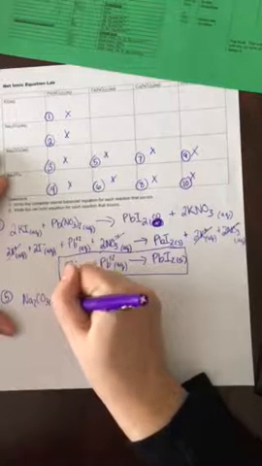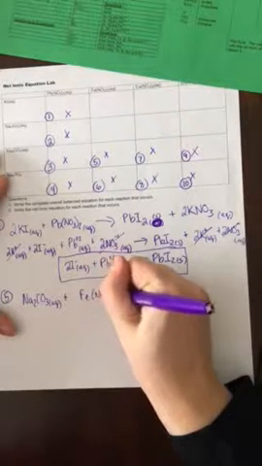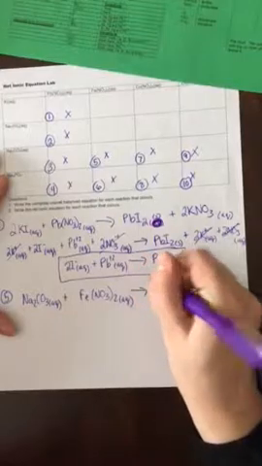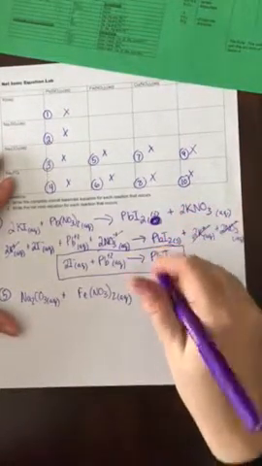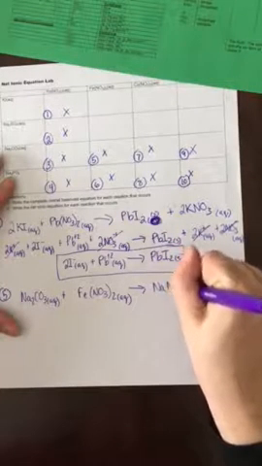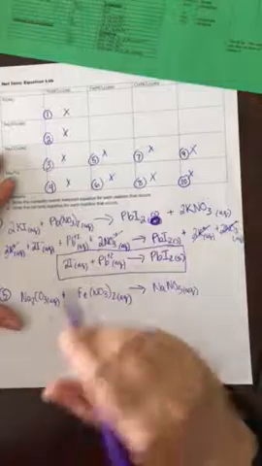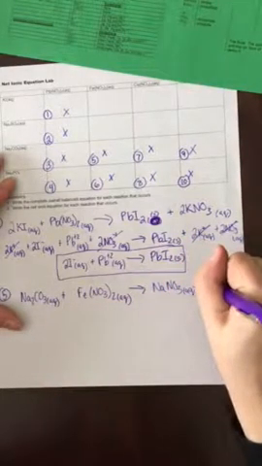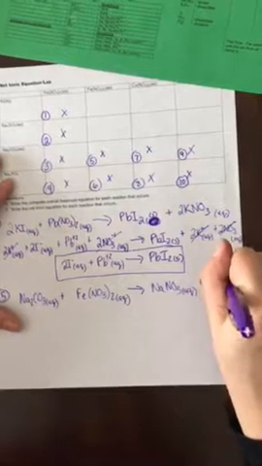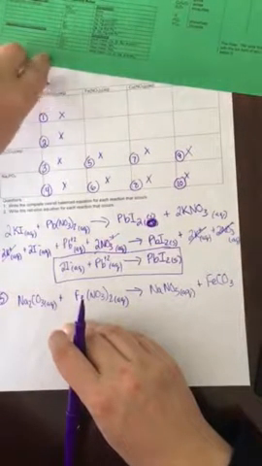So number 5 would be Na2CO3 aqueous plus Fe(NO3)2 aqueous. And that made a precipitate. I don't know which one it is, but I'm going to have Na with NO3. I know that's aqueous because NO3 is always aqueous. Plus Fe, which has a charge of plus 2, with CO3. And I have to figure out if that's a solid or a liquid or aqueous.